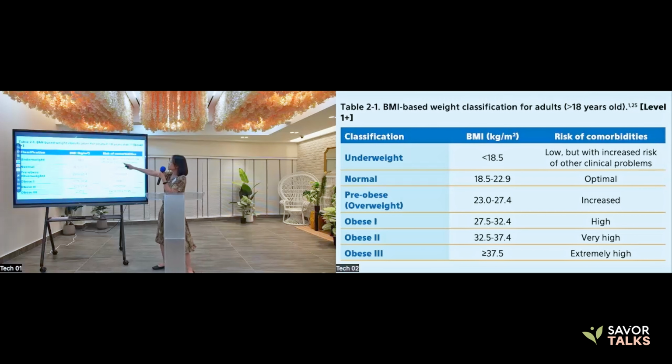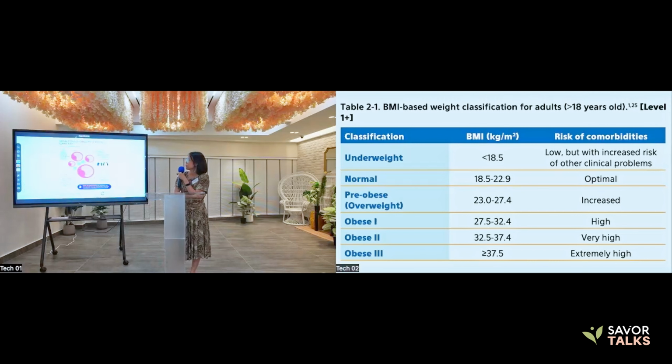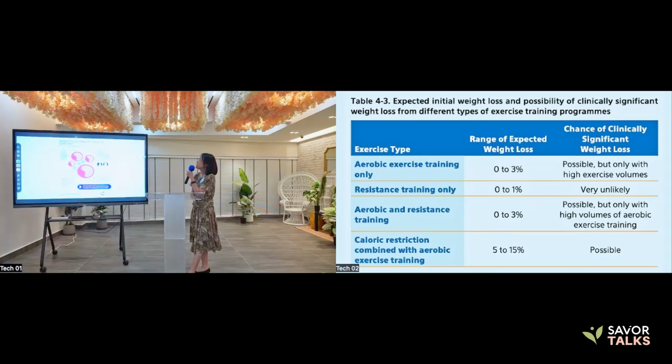Underweight is less than 18.5, if you are 23 you will be overweight, and obese is more than 27.5. This is the Asian criteria; for Caucasian it is another one. It will increase the risk of all the chronic diseases. The higher the BMI, the higher the chance for chronic diseases, not only cancer, but also hypertension, high cholesterol, etc. So how can obesity lead to cancer?